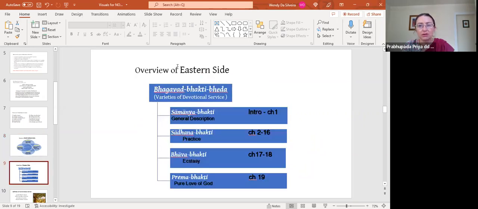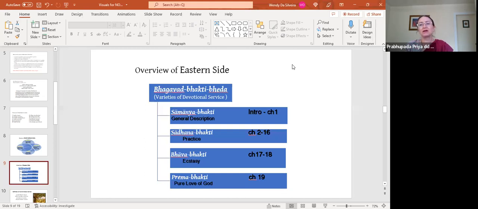All right, so now this is an overview of the eastern side. We're going to cover all these things. The introduction and tomorrow's class, chapter 1, is a general description, Samanya Bhakti. It's just basic: what is bhakti and the characteristics of bhakti. Chapters 2 to 16 are all about sadhana bhakti, or devotional service in practice. Chapters 17 and 18 are bhava bhakti, or devotional service in ecstatic love. And chapter 19 is just a short chapter about prema bhakti, or devotional service in pure love of God.